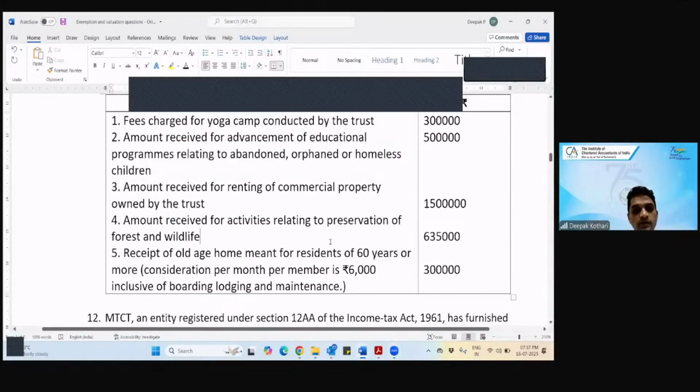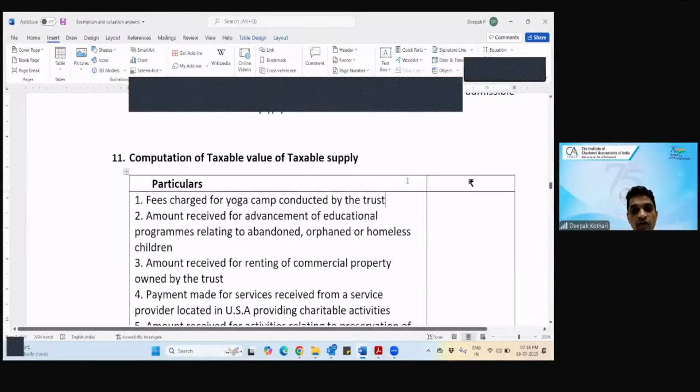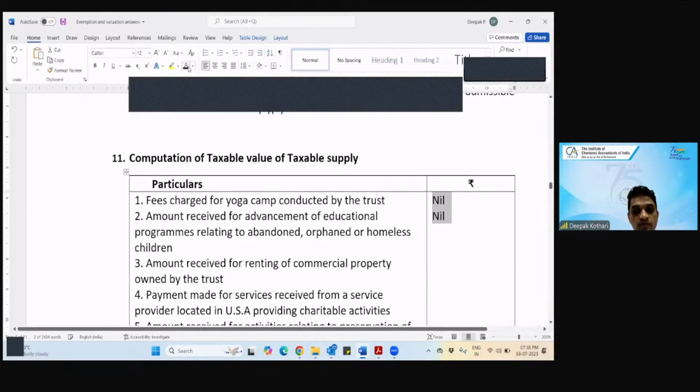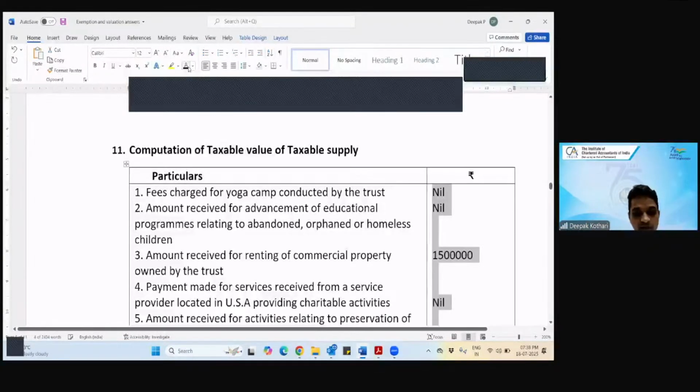Okay. Very simple. Question number 11. Fees charged for yoga camp. Why do you think it is not exempted? It is also a religious activity. So that is also exempt. Fees charged for yoga camp is exempt. Fees charged for advancement of educational program for abandoned, orphaned, and homeless children is definitely exempt. Amount received for renting of commercial property, 15 lakhs, that is taxable because it's a renting of commercial property.